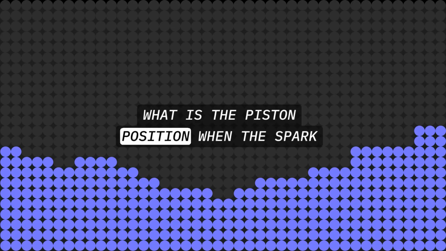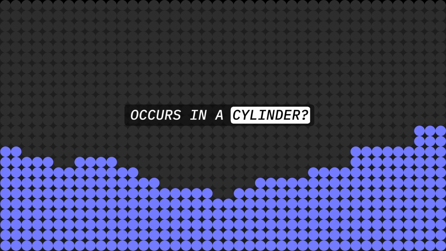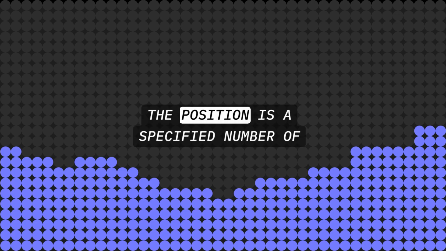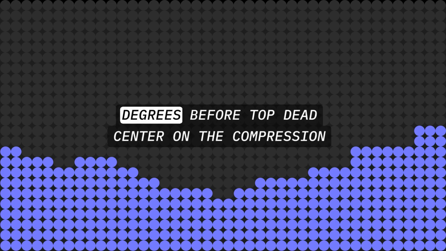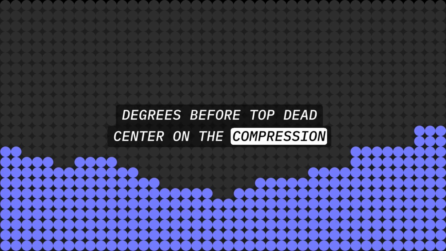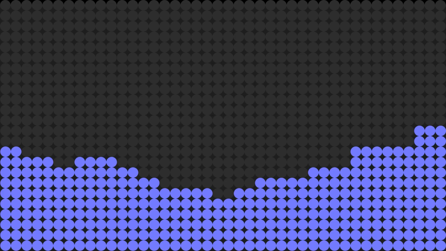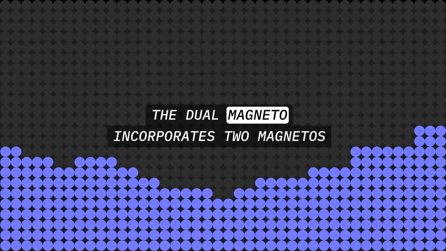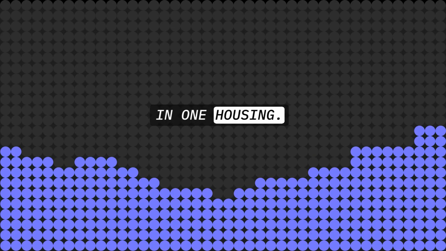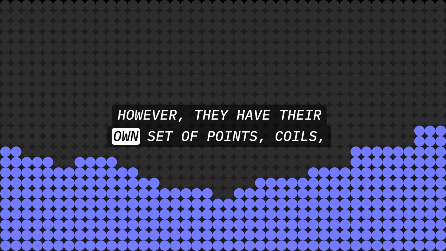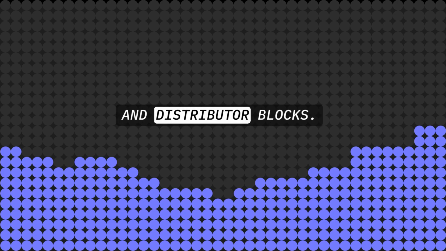What is the piston position when the spark occurs in a cylinder? The position is a specified number of degrees before top dead center on the compression stroke. What is a dual magneto? The dual magneto incorporates two magnetos in one housing. They share the rotating magnet and cam. However, they have their own set of points, coils, and distributor blocks.